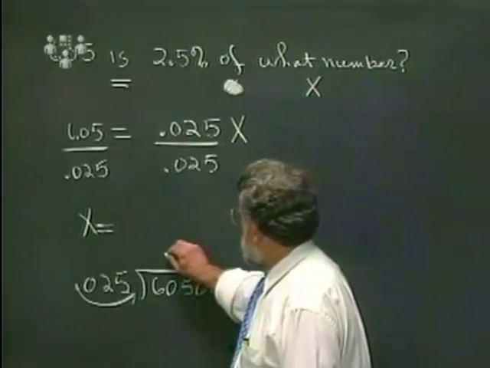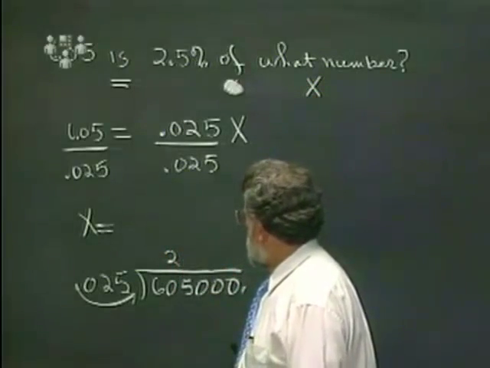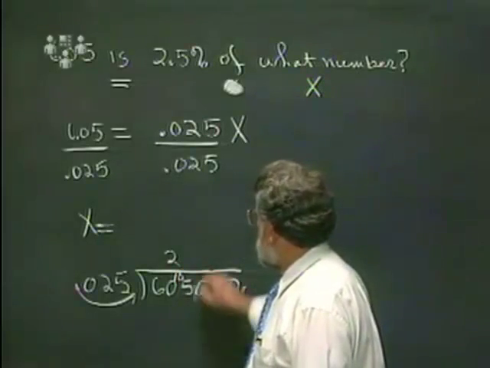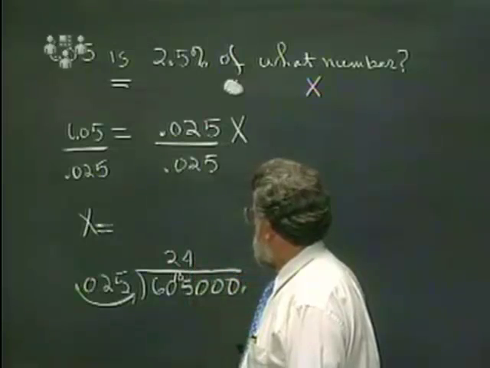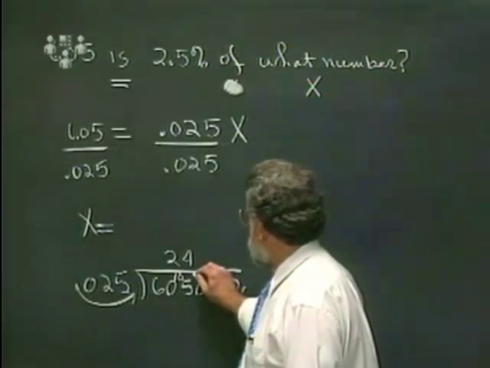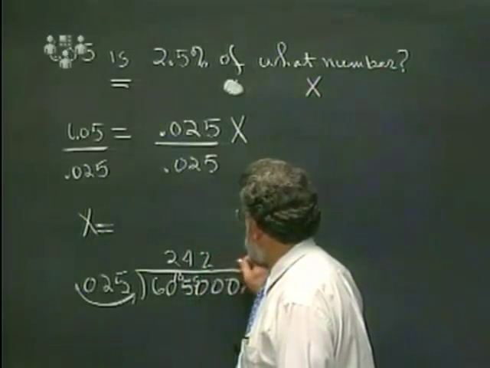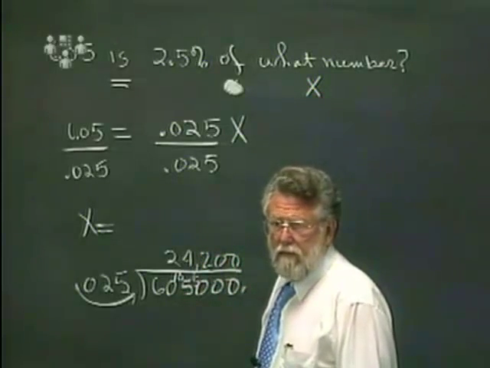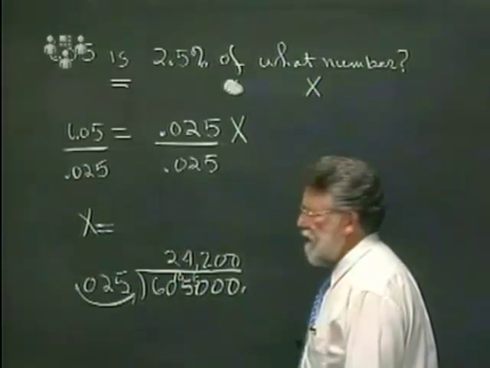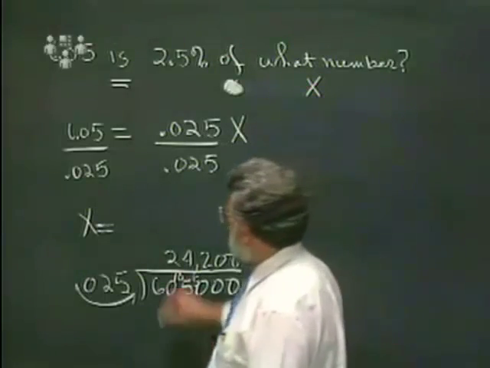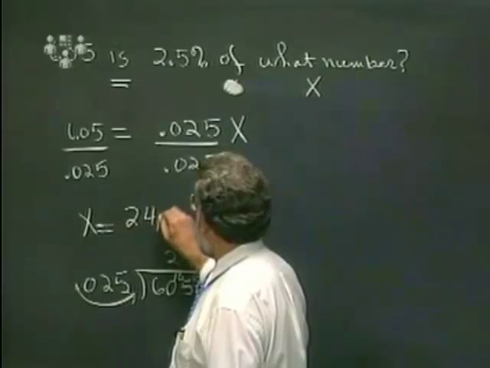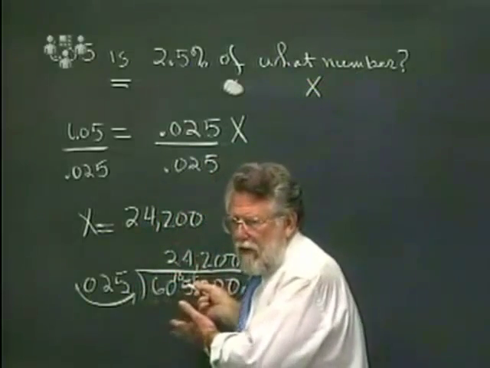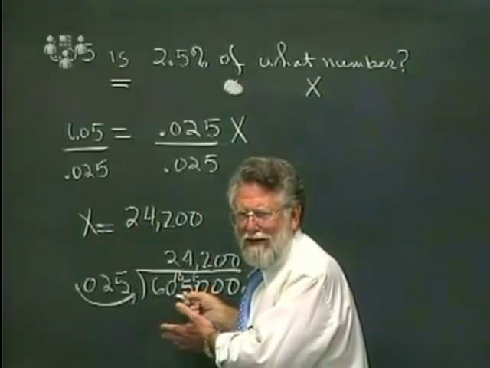But just finishing it out, we'd have a 2 here, and that would leave us a 105. And so that's going to be a 4, leaving us a 5, so that'll become a 50, that'll become a 2, and a 00 for 24,200. Just doing short division. And so my x is 24,200. But that's the arithmetic part. That's going back to 10.